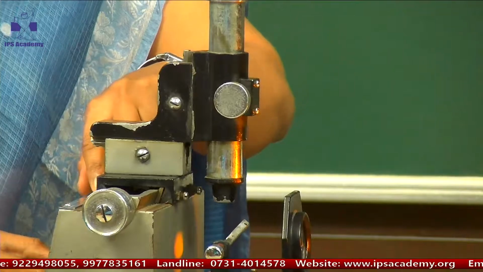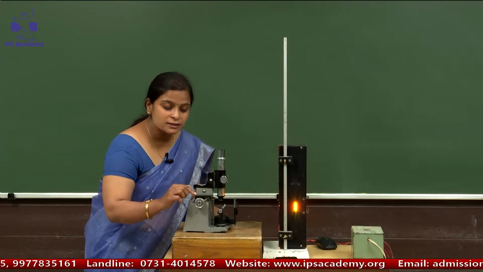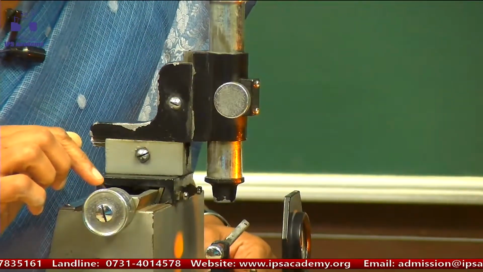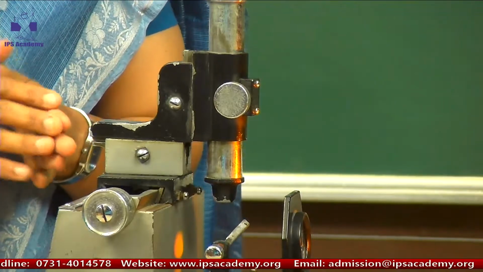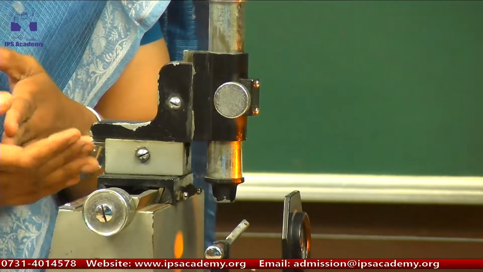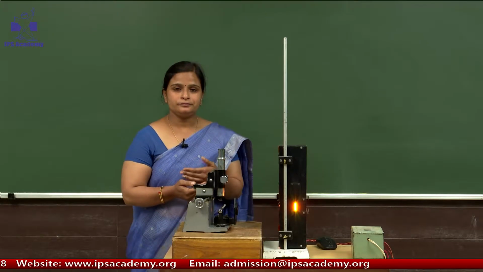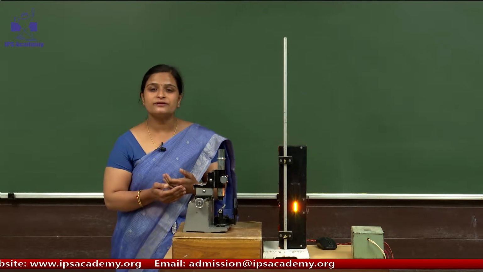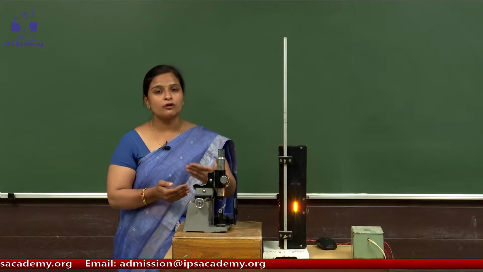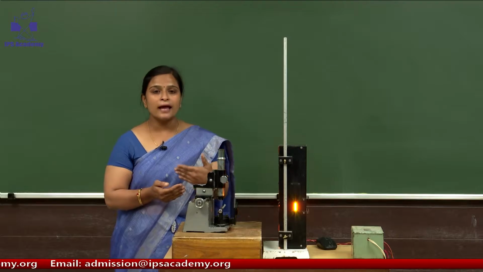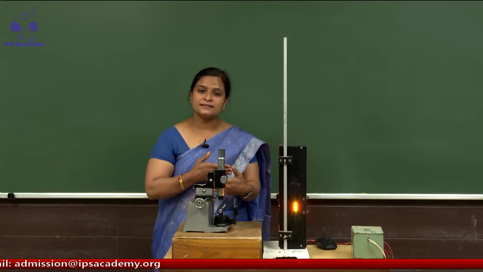0 is matching with 43. So this is our main scale reading, and this 0 is matching with 92. So this is our circular scale reading. This is our sixth ring value. So 43.92 is our sixth ring's reading. Then in the same way you have to take the reading of the 7th ring, 8th ring, 9th ring, 10th up to the 14th ring on the left hand side.